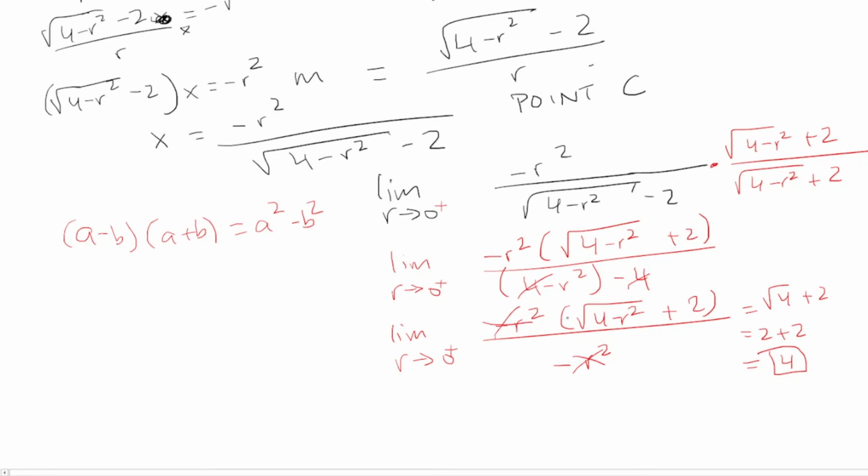Otherwise, if you're approaching it from the left, it turns out that it's undefined. It's going to positive infinity. So therefore, the limit will not exist as r approaches 0. But in the context of this problem, it makes sense to approach 0 from the right, and that's how you get 4.